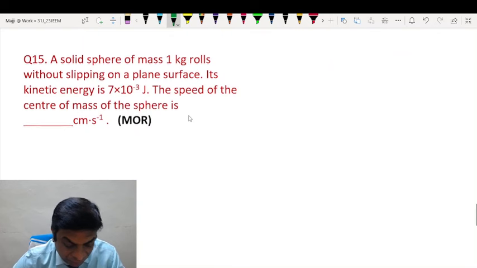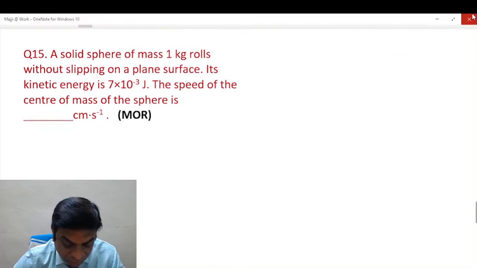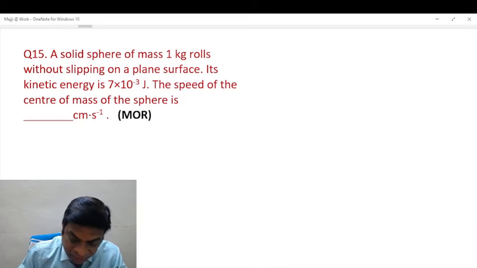Moving to the next question. A solid sphere of mass 1 kg rolls without slipping on a plane surface. Its kinetic energy is this much. Find the speed of the center of mass.